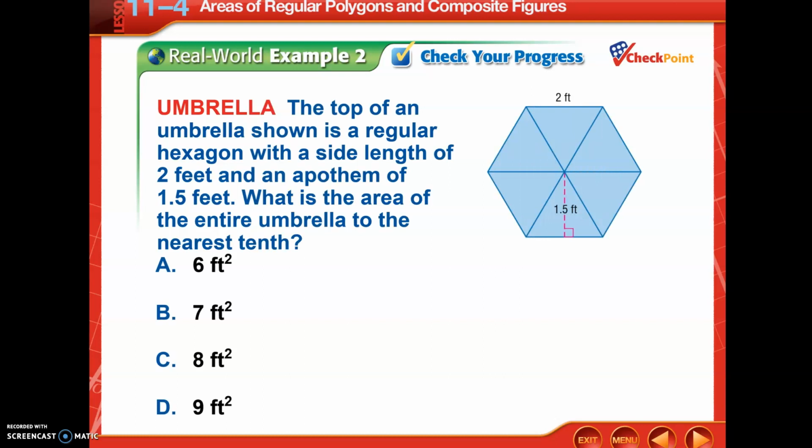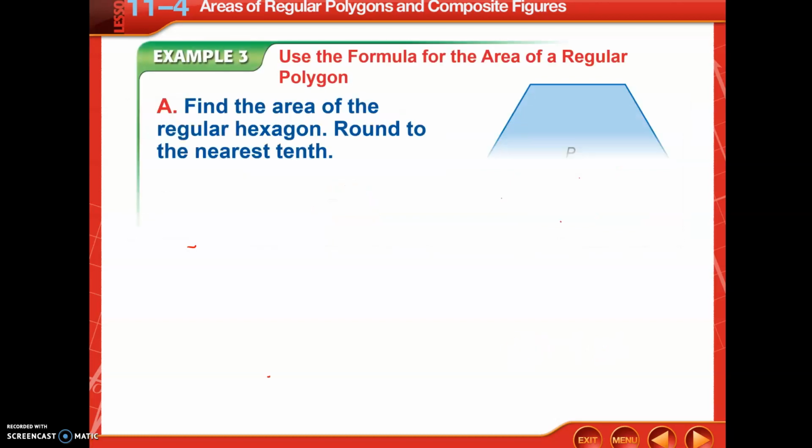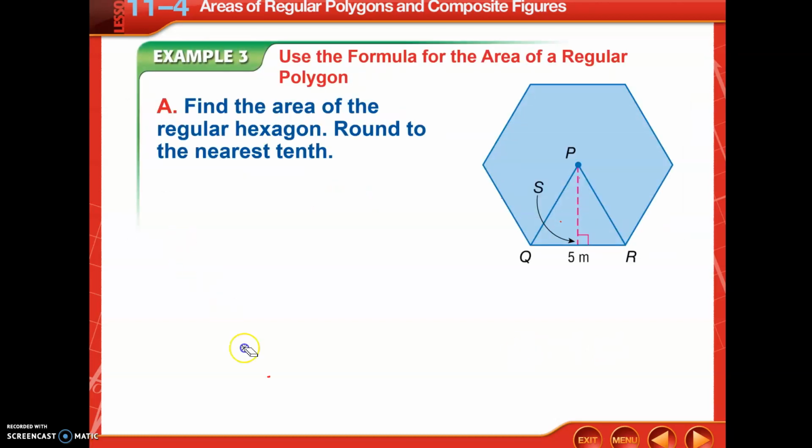So again, try this one, pause the video again, best if you can try to work it out, and then check your answer. Should have gotten 9 feet squared. So that's how we get that formula, the area of a regular polygon. So all the sides have to be equal, and it is 1/2 the perimeter times the apothem. So let's look at one here. Since this side here is 5, that makes all of these sides 5.